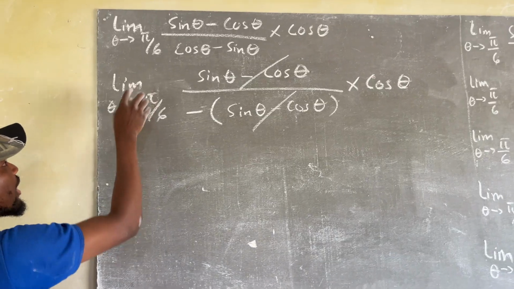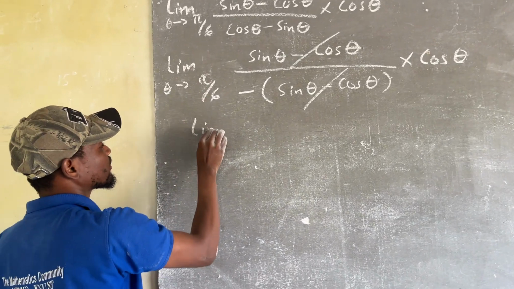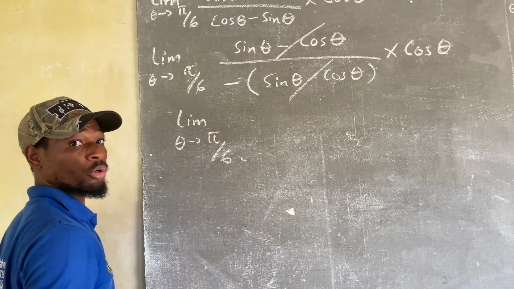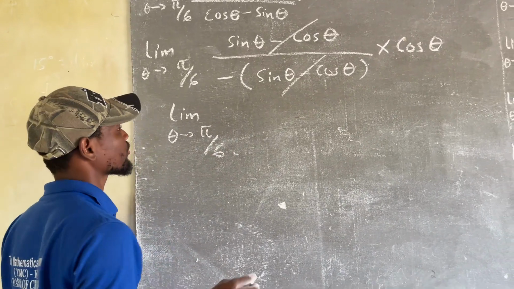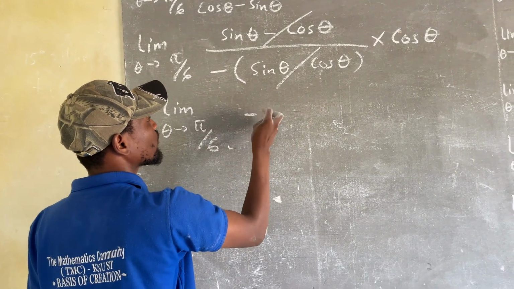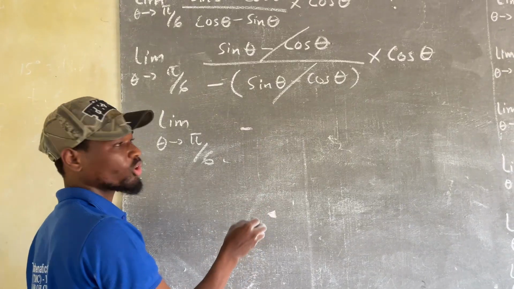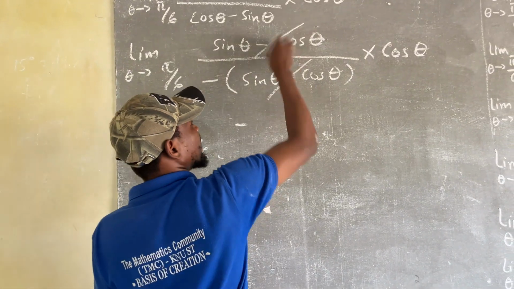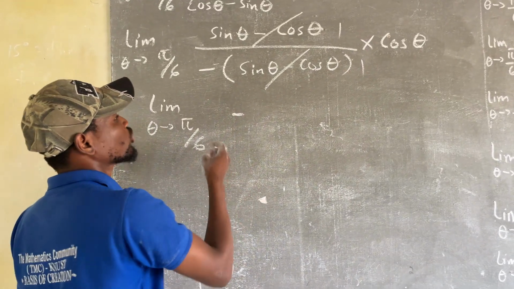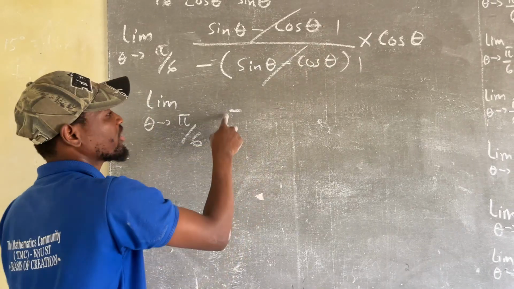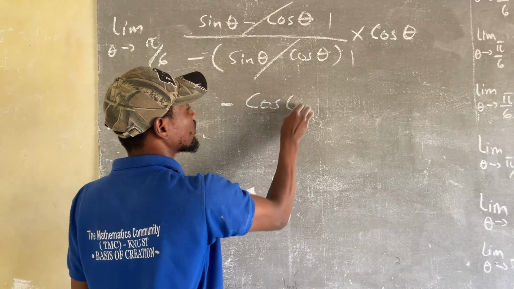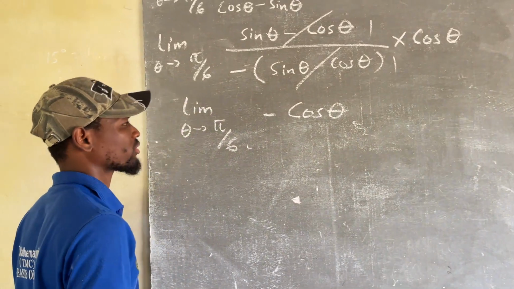So what do I have? I have the limit as theta approaches pi on 6. Remember we are working in radians, please. What do I have? I have negative 1, because this divides itself 1 and this also 1. Okay, this is basic, right? So this negative affects the 1. So I have negative 1 times cos theta, which is negative cos theta. As simple as that.